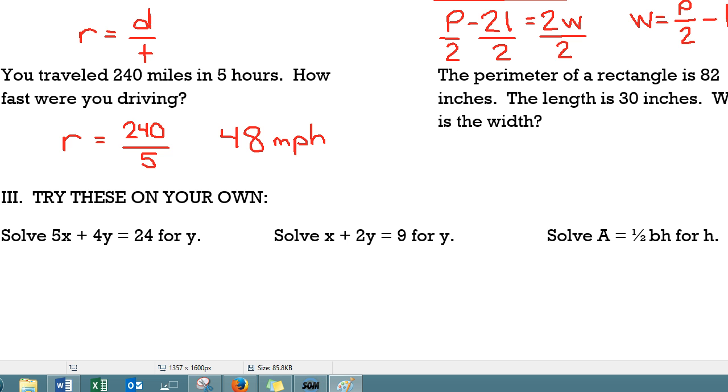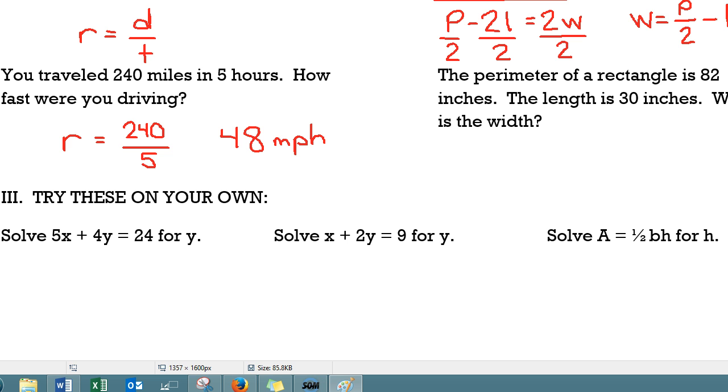But I mean, you're going to stop. You're probably going to get a bite to eat. You're probably going to use the restroom, whatever. So if you can average 48 miles an hour on a road trip, you're probably doing pretty good. All right, this other real-life problem, the perimeter of a rectangle is 82 inches. The length is 30. What is the width?